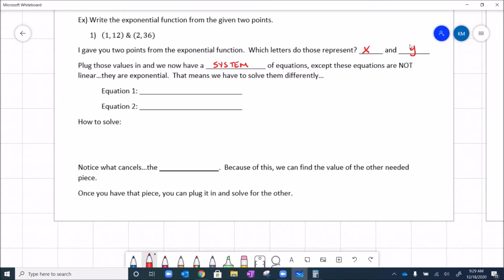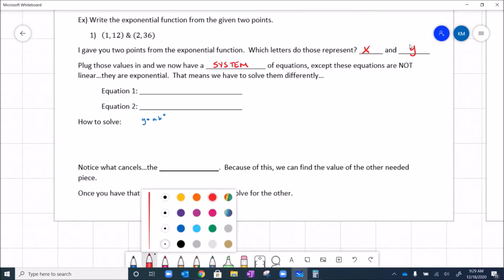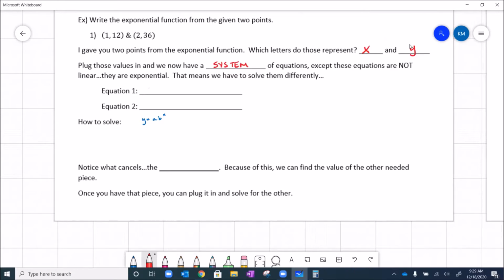So here's how our system would look, right? Because our function would usually be, and I'll write this in different colors so we don't get confused, y equals a times b to the x, okay? So since we have y and x, our y value here is 12. Don't know a, don't know b, our x value is 1. For the second one, our y value is 36. Don't know a, don't know b. Our x value is 2.